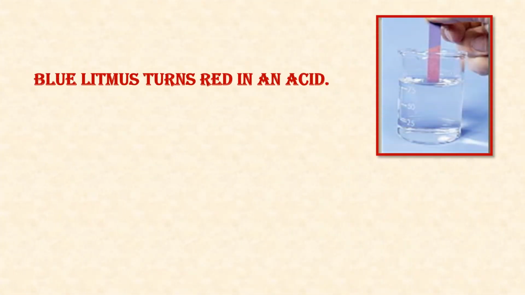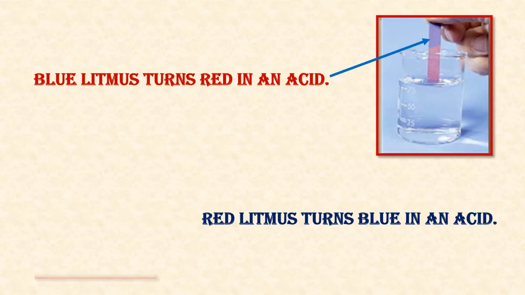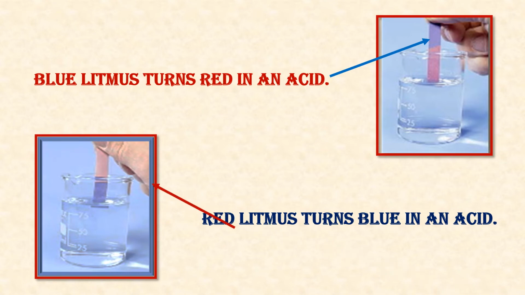In an acid, blue litmus turns red. So if you put blue litmus paper into an acid, very clearly you can see the blue litmus paper turning red. Whereas red litmus paper turns blue in a base. So when I put red litmus paper into a base, you will find it turning blue. Exactly opposite characteristics.